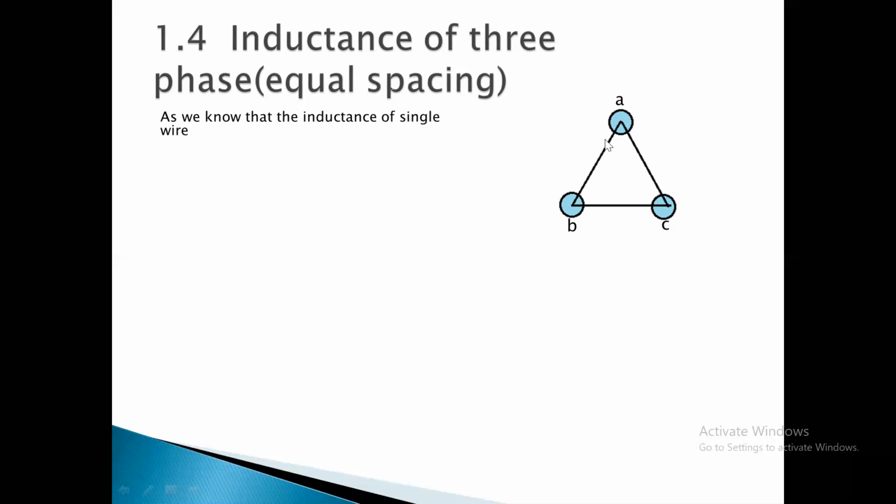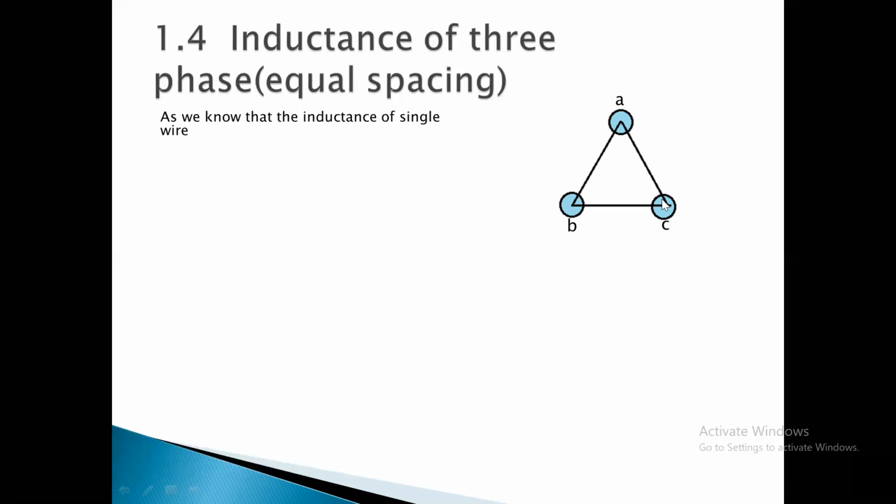This distance is also D. So in a problem, you must know that, for example, if it is written in a numerical problem that all three conductors are equal spacing conductors, equilateral conductors, then you know that the shape of the conductors must be like this.